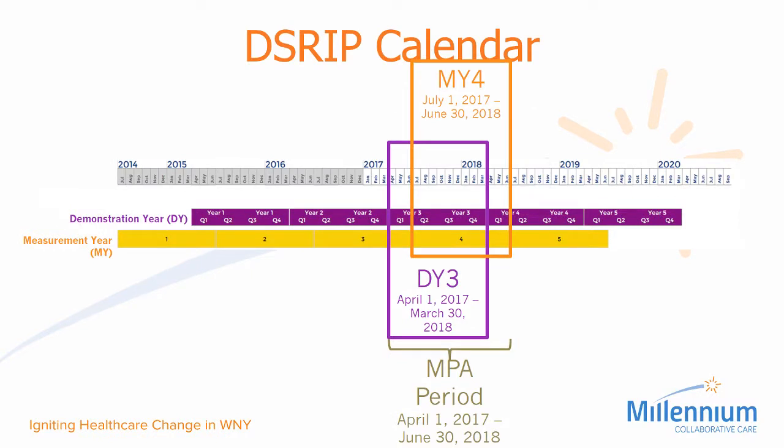Just for reference, this is a picture of the district calendar and our MPA period. As previously stated, the DY3 year runs from April 1st, 2017 to March 30th of 2018, but the district calendar runs from July 1st, 2017 to June 30th, 2018. In order to accommodate both periods and to merge both periods together, this year's MPA period is running a little bit longer than usual, from April 1st, 2017 to June 30th, 2018. You've all seen this before, just wanted to reference it again.